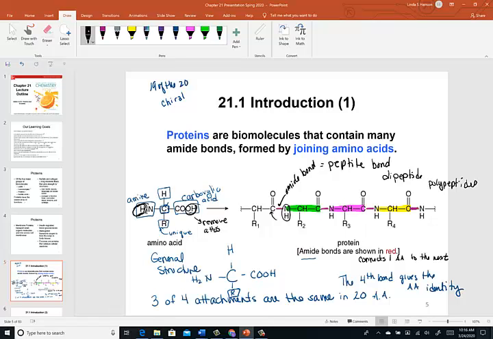a long chain. Notice that these little squiggly marks say this is going to go on and on and on, one amino acid to the next. The amino acid identity comes from whatever this R group is. There's one of 20 choices it can be, since there are 20 naturally occurring amino acids.